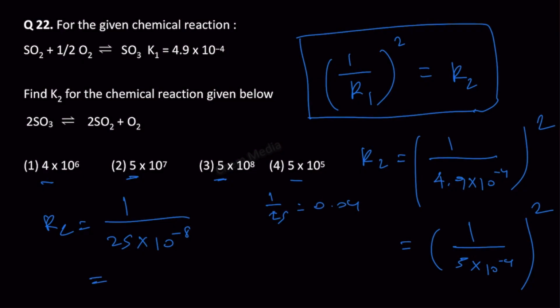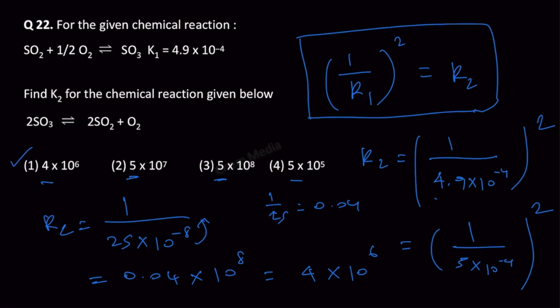So, therefore, 0.04 times 10 to the power 8. When it goes up, it becomes positive. Therefore, we can write this as 4 times 10 to the power 6. This means option 1 is correct.